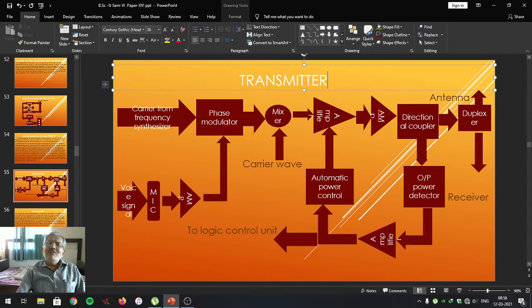If the power is low, then there is no problem. If the power is high, it is expected to be detected, re-amplified, and then given to the automatic power control unit whose role is to control the gain of this particular amplifier. In this way, the transmitter block present in the cellular phone operates and transmits the voice signal from the cellular phone towards the receiving block of another cell phone via towers which are used in the respective cells.